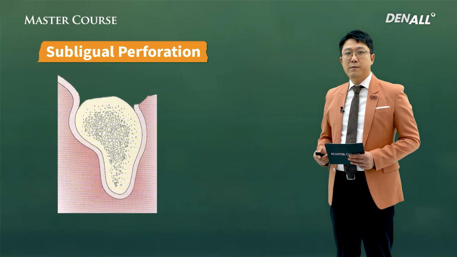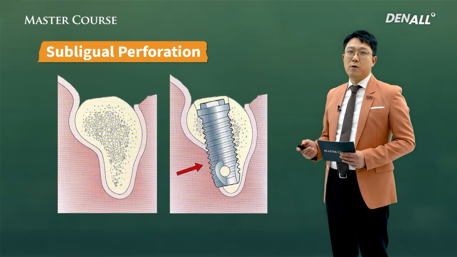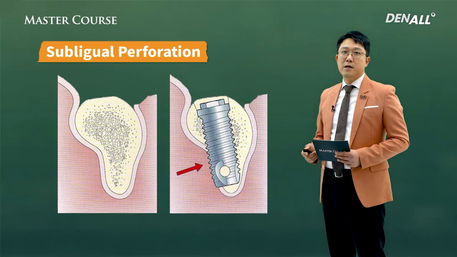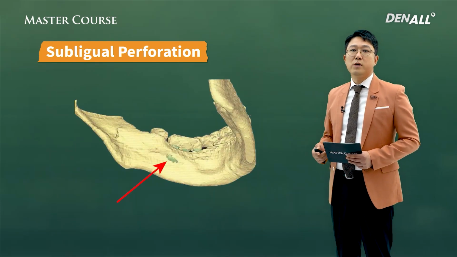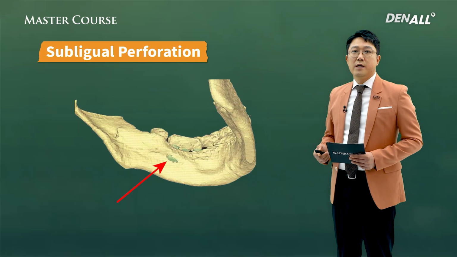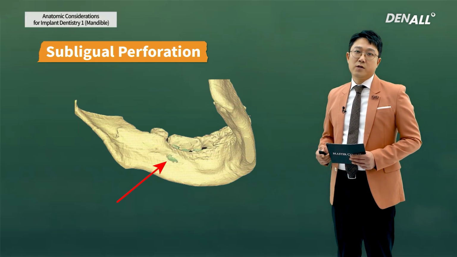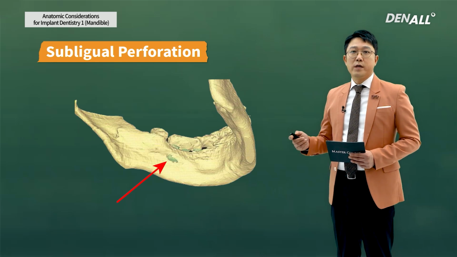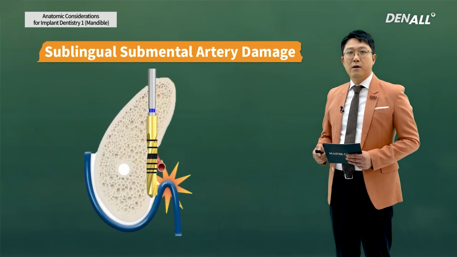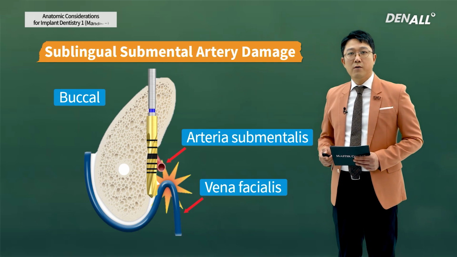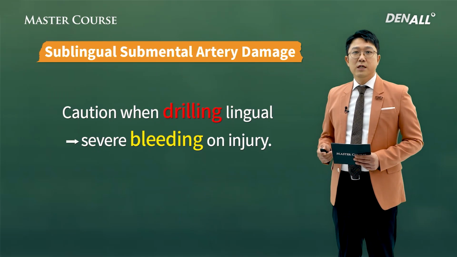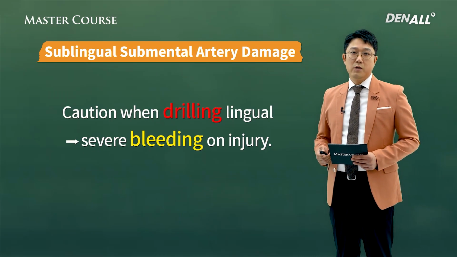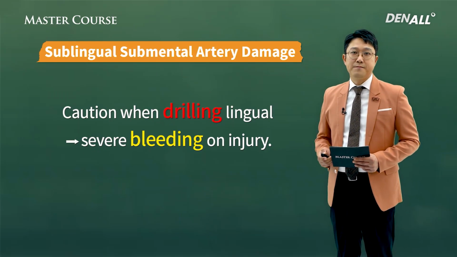If the submandibular fossa is severe and you place a long implant like this, it can end up as a perforation. The perforation like this can occur. In this case, we need to be careful not to make the perforation by using short implants. When you make a perforation, drilling can damage blood vessels running below, which can result in severe bleeding. So you need to be careful.